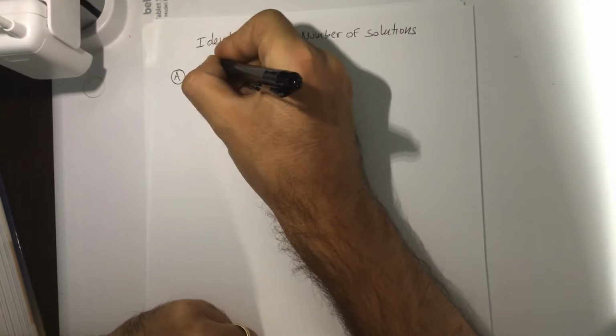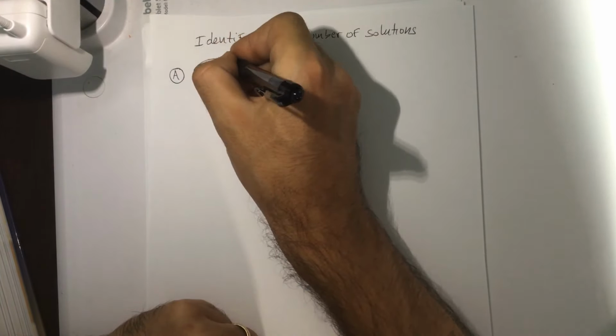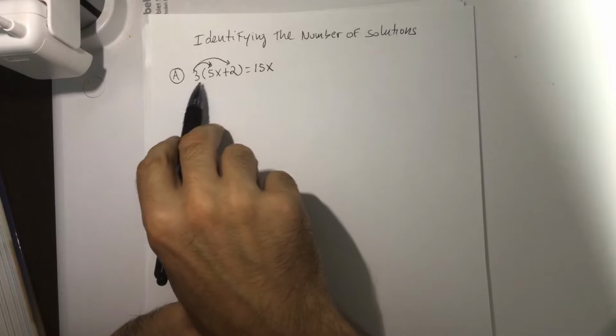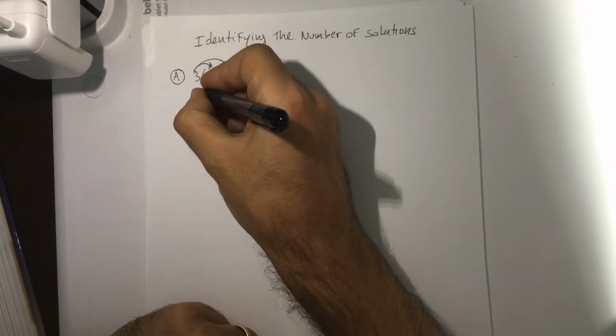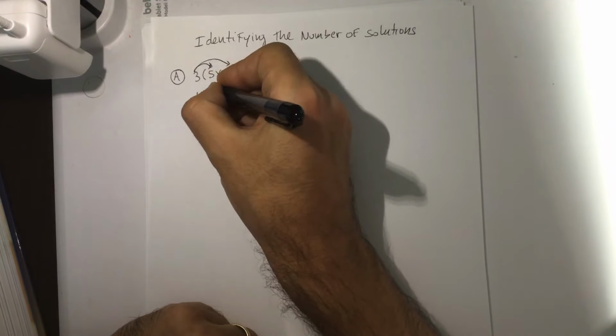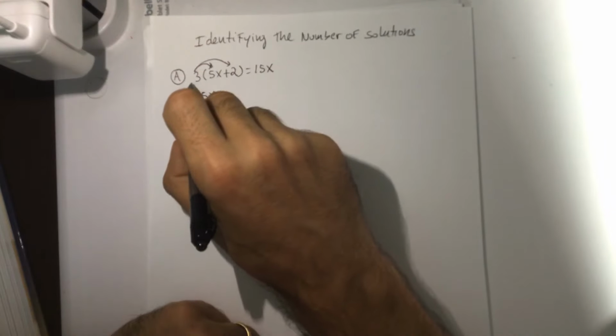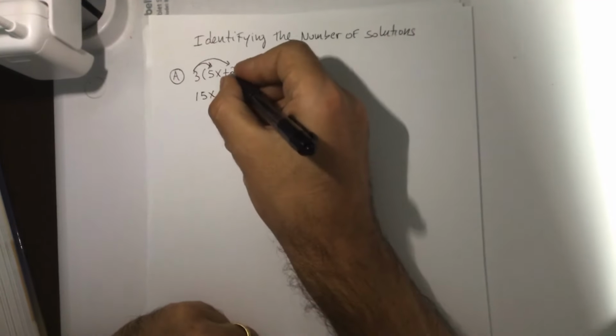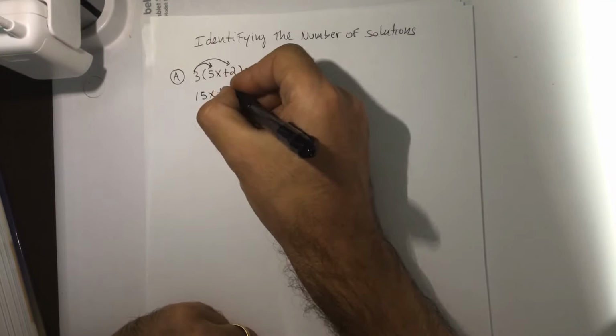So let's take a look at this problem over here. Okay, we got variables on both sides of the equation. So first of all, we're going to be using the distributive property. So 3 times 5x, that's 15x. And don't forget to multiply the 3 times 2, which is the second term here. And that will be 6 is equal to 15x.